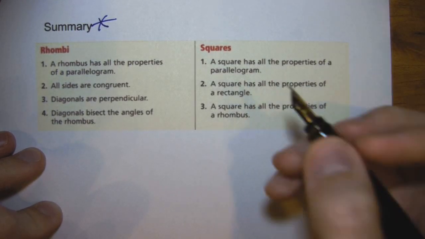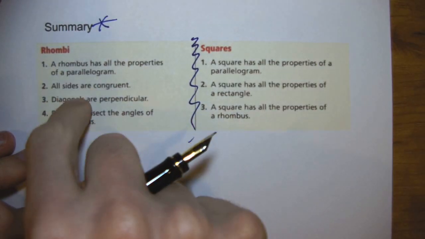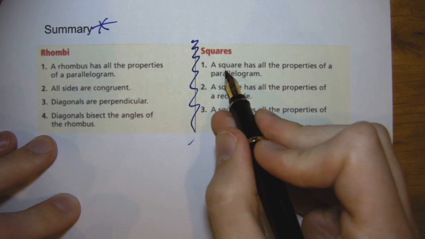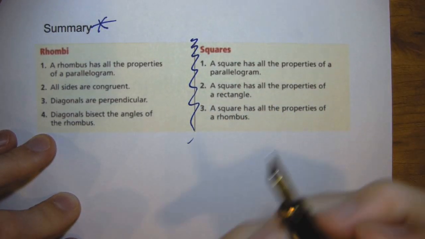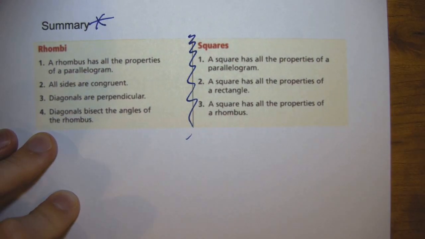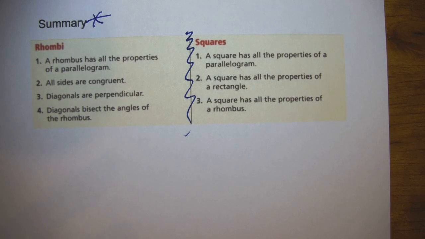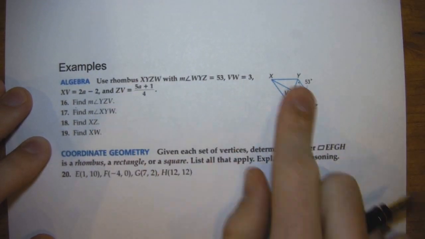Cool. Squares, and again, please notice there is a distinction here. While squares are rhombi, it doesn't necessarily go the other direction. Please be aware. So again, a square has all the properties of a parallelogram, all the properties of a rectangle, and all the properties of a rhombus. So squares are kind of our catch-all. Anything we've talked about thus far is pretty much fair game for them because they are part of everything, basically. So let's look at some examples here, and we'll move on.